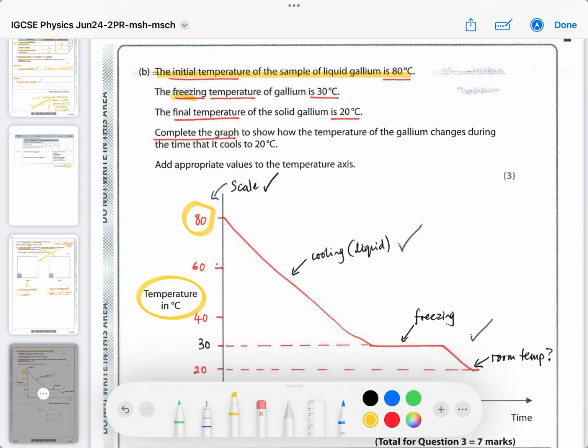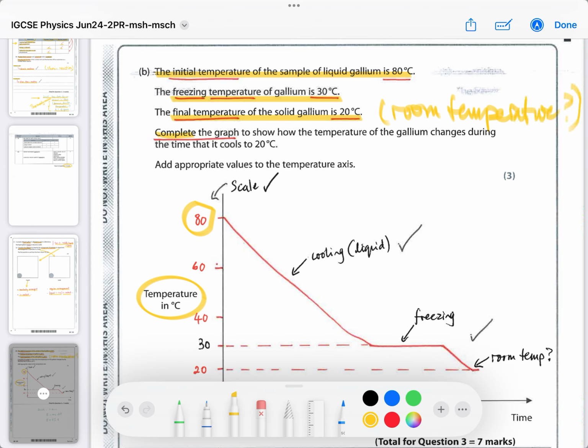And then the freezing temperature, they say, of gallium is 30 degrees centigrade. So, for example, if you hold some gallium in your hand and your skin temperature is slightly above 30 degrees centigrade, you can see that the gallium will melt in your hand, okay? And then the final temperature as it's cooling, it will be 20 degrees centigrade, probably because that's room temperature, maybe. So that's an assumption I'm making.